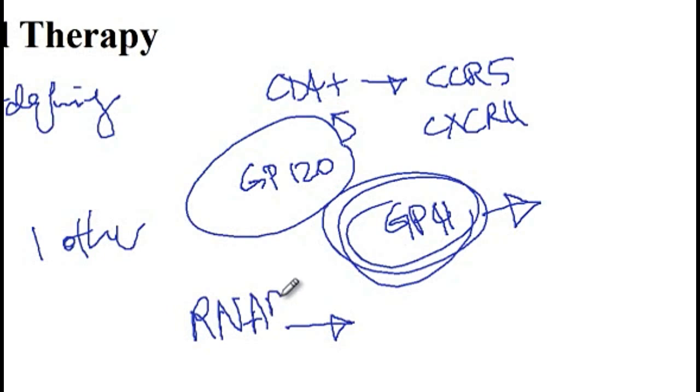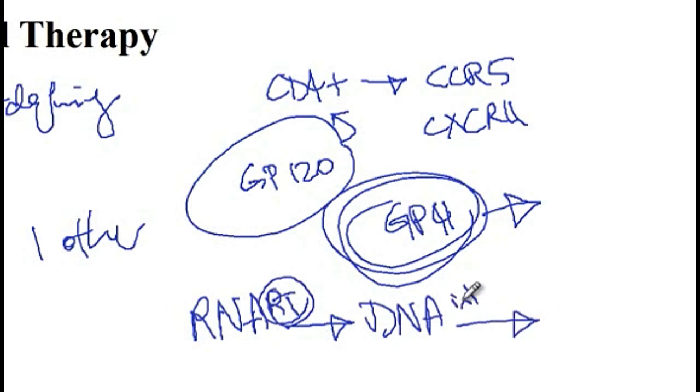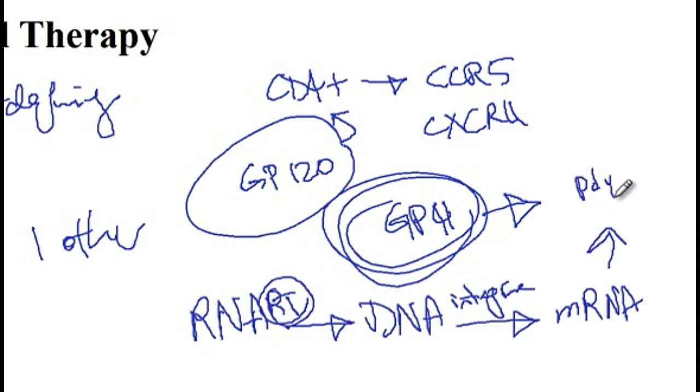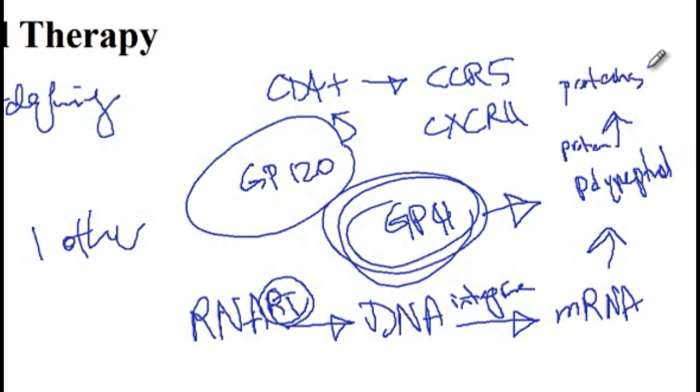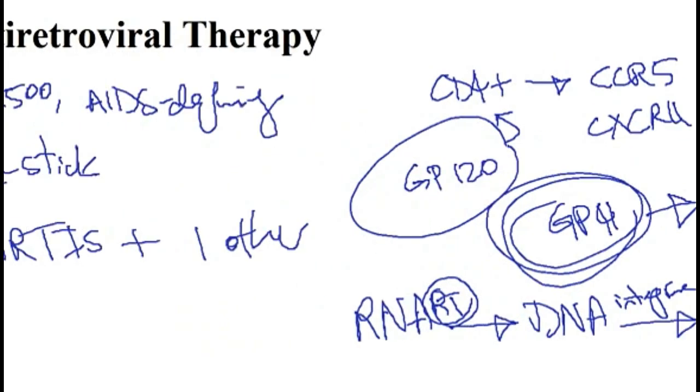Via the reverse transcriptase enzyme, it makes the DNA, and then via the integrase, it will integrate the DNA into the host genome. And then from there on, the DNA will start making mRNA, makes polypeptides, and then polypeptides will be cleaved by the protease enzyme to make smaller functional proteins. So here I would like to go over the medications.